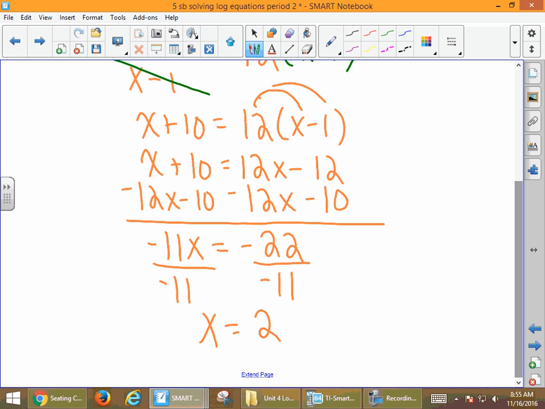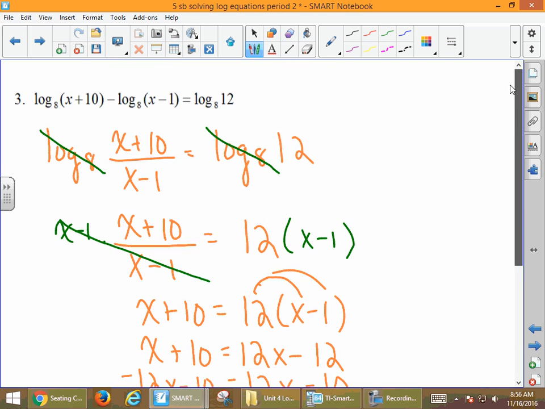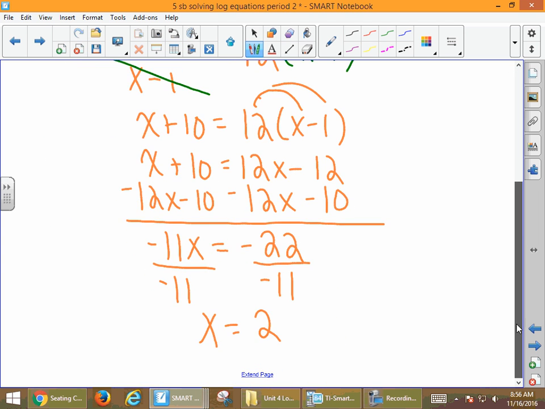But again, we have to be conscious of extraneous solutions. An extraneous solution means that it looks like a perfectly good answer, but when we put it back into the problem, it doesn't work. We're going to go back to the original equation, and we're going to put that value back into x plus 10 and back into x minus 1. We don't have to put it back into 12. 12 is a constant. It's already positive.